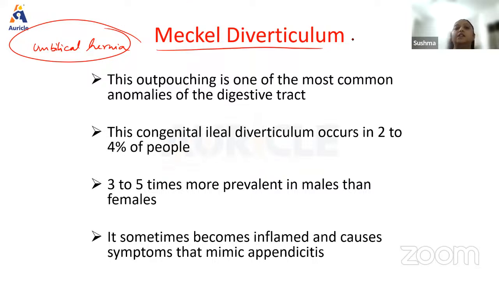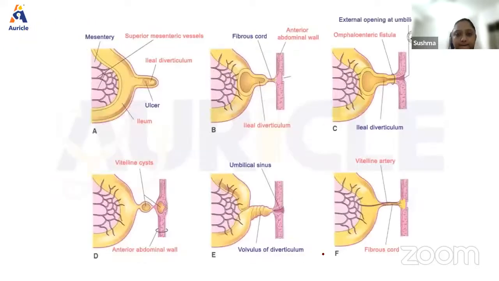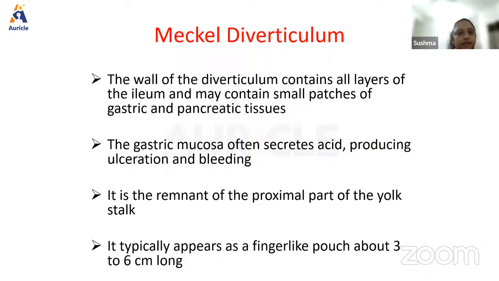Now we have Meckel's diverticulum. So what is Meckel's diverticulum, guys? Meckel's diverticulum is an outpouching and one of the most common anomalies of the digestive tract. Sometimes the Meckel's diverticulum may become inflamed, and it causes symptoms that mimic appendicitis. The wall of the Meckel's diverticulum contains all 3 layers of the ileum and may contain some small patches of gastric and pancreatic tissues as well. Gastric mucosa, if present, secretes acid, producing ulceration and bleeding. Is it not?